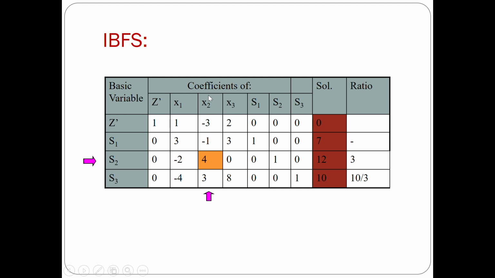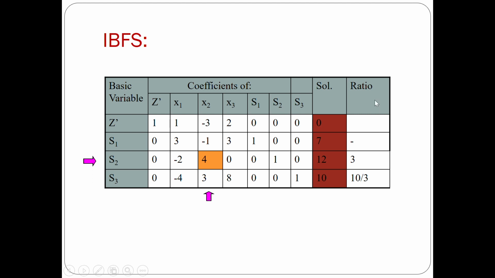So we have to choose this column, and the corresponding column is the key column, and the corresponding variable is called the entering variable. Here x2 is the entering variable. After finding this, we have to calculate the ratio, and the ratio should be calculated only for positive key column elements. Here we have a negative key column element, so we have to put a dash here, and for the other two values we have to calculate the ratio. The ratio can be calculated just by dividing the solution by the key column element. So 12 by 4 it is 3, 10 by 3 is 10 by 3.